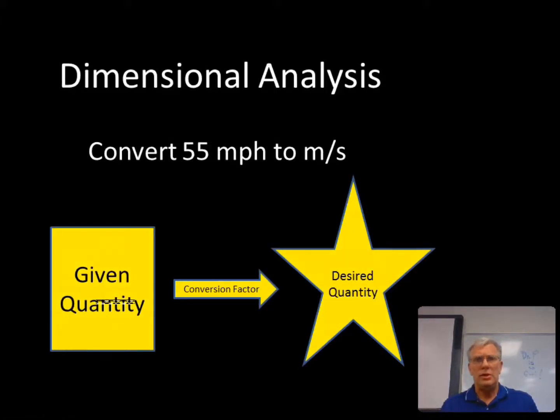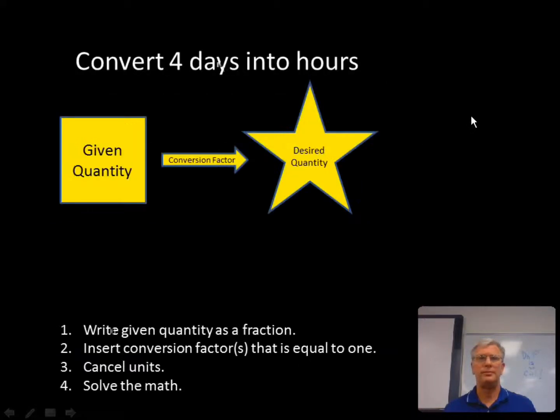When we use dimensional analysis, we're going to be given a quantity, in this case 55 miles per hour, and we're going to be asked to convert it into a desired quantity, in this case meters per second. In order to do that, we're going to have to come up with some kind of a conversion factor. So let's use an easier example to start with. Let's convert 4 days into hours.